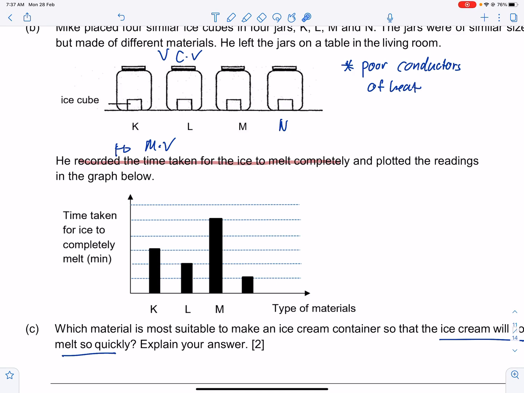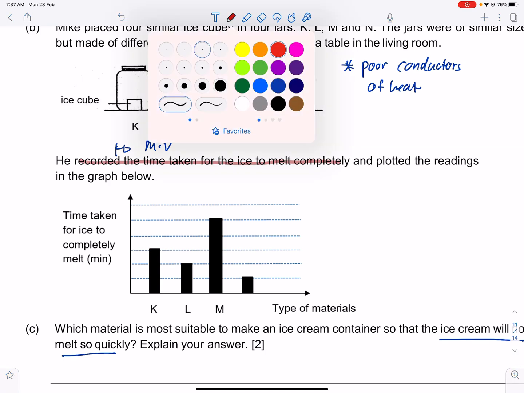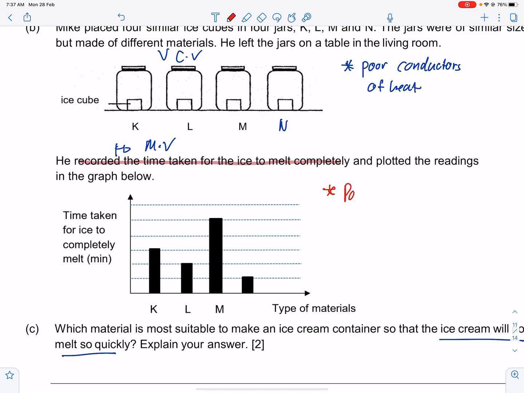Now, why is that so? Probably because they're talking about material, M is probably the poorest conductor of heat. So remember, a poor conductor of heat basically transfers heat at a slower rate. So that is something that I'd like you to pen down and remember. Poorer conductors of heat transfer heat at a slower rate. So it doesn't allow heat to pass through it quickly, or the rate of transfer of heat is at a slower rate.